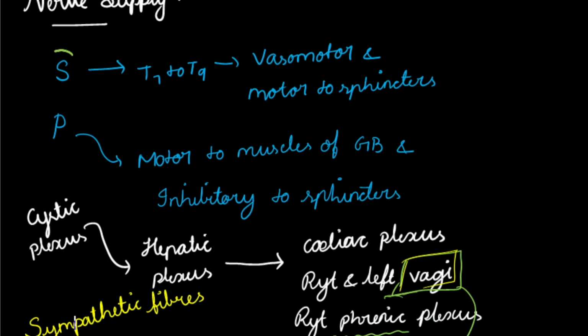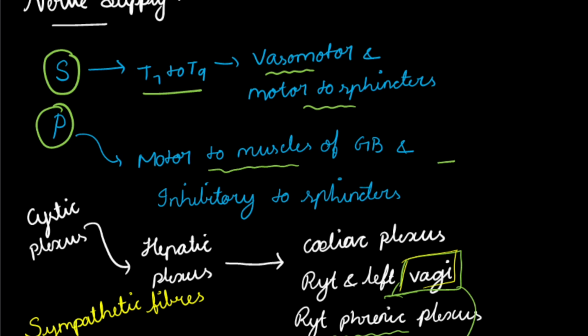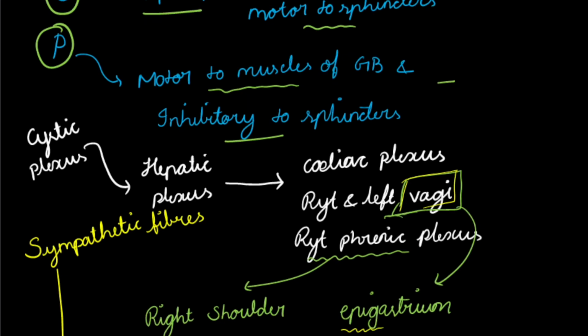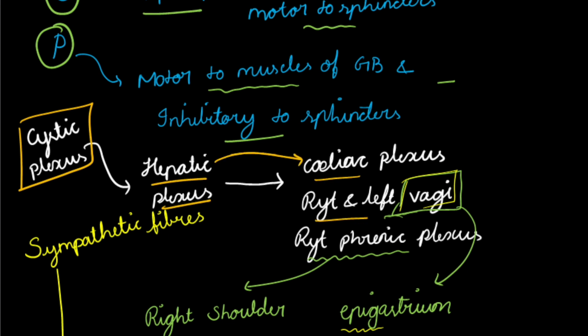So now regarding the nerve supply, sympathetic supply is through T7 to T9, which is vasomotor in action, and it is motor to the sphincters. And in case of parasympathetic supply, it is motor to the muscles of gallbladder, and it gives inhibitory action towards these sphincters. And here the nerve fibers arise from different plexuses, mainly from cystic plexus, which derives fibers from the hepatic plexus, and this hepatic plexus derives nerves from celiac plexus, right and left vagus, and right phrenic nerves.